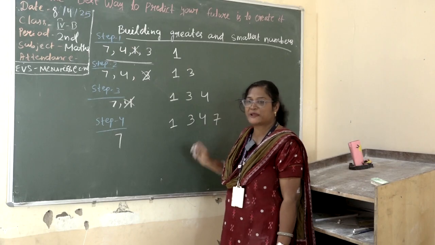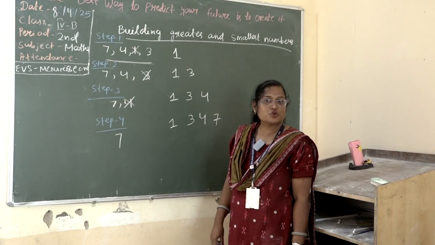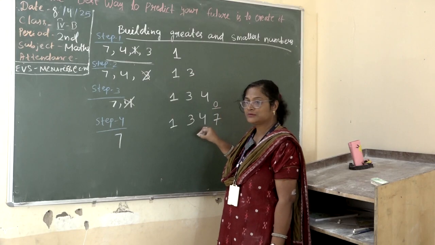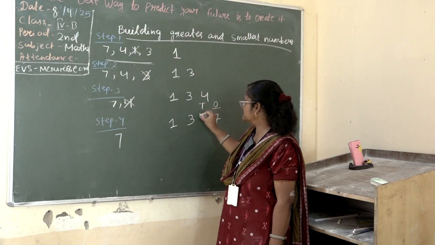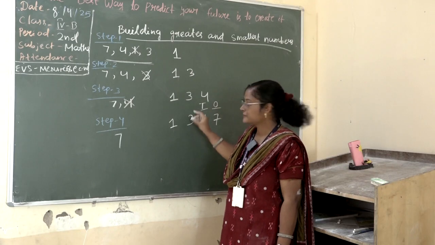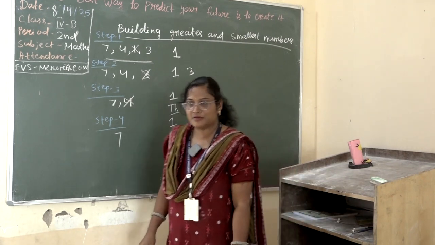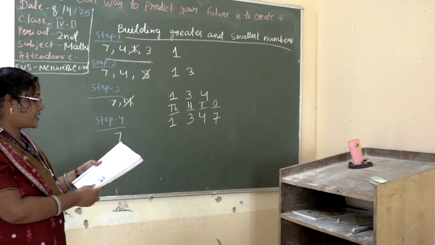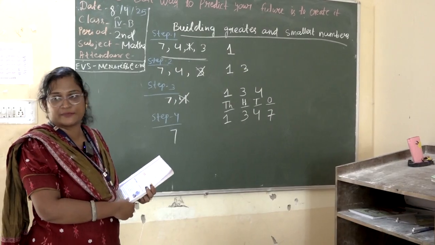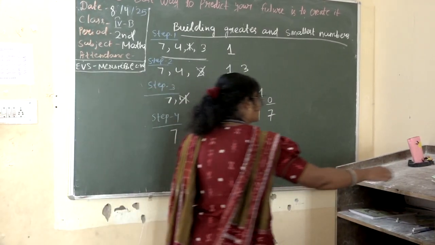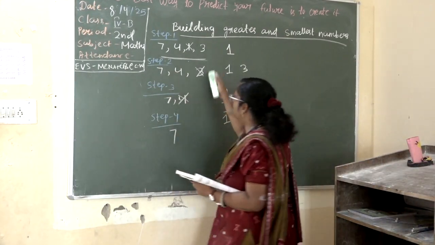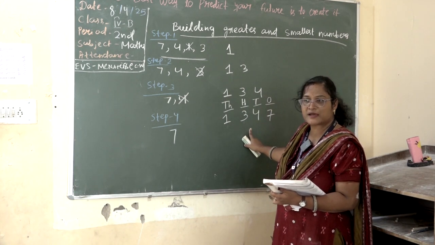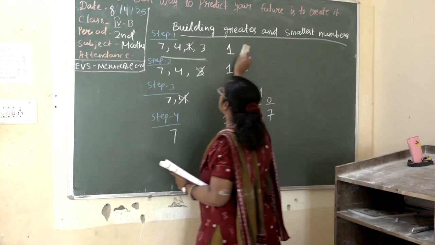So your 7 is in which place? Ones. 4? Tens. 3? This is the 4-digit number. Okay, we applied it to the 4-digit number, smallest. Now I will write one 5-digit number, you have to tell me. So the smallest number we write in increasing order, right? Yes or no? Understood this? Yes.